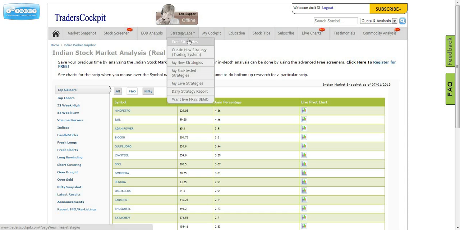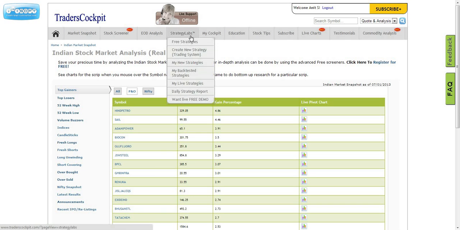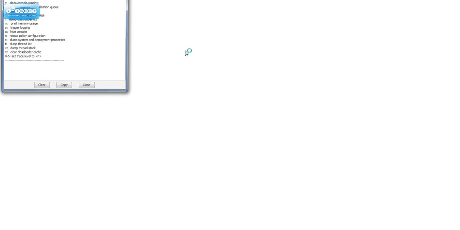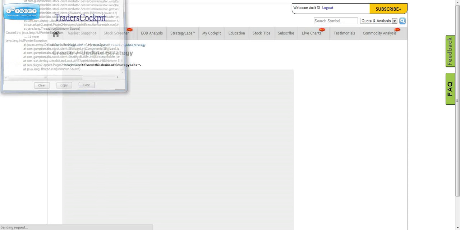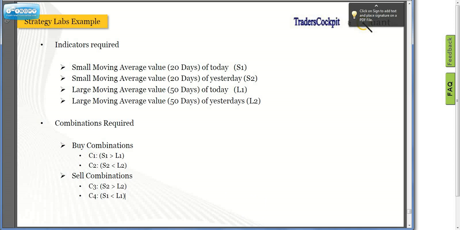And the power of Strategy Lab is you don't have to write any piece of code to create a trading system. We'll see how easy it is. So this is the way you can start. You click how to create a trading system. Before that, we will just cover the logic of one sample moving average crossover system. You can create any complex system, but for demo purposes I'm making a simple moving average crossover system.